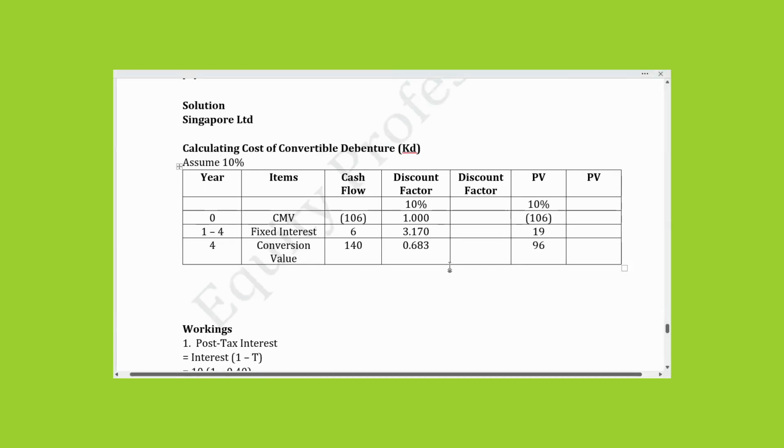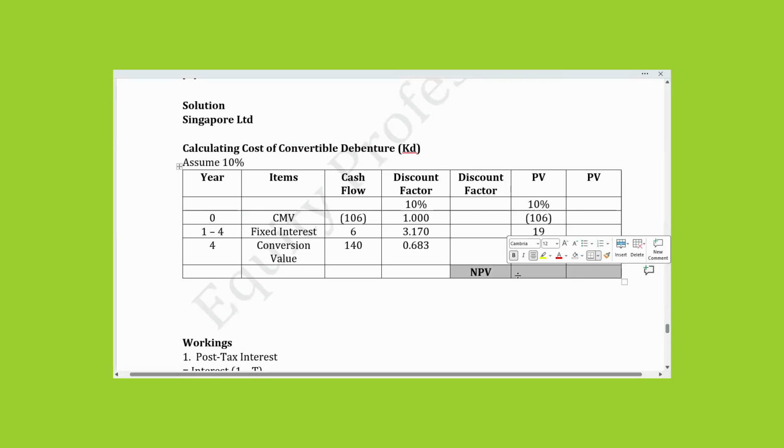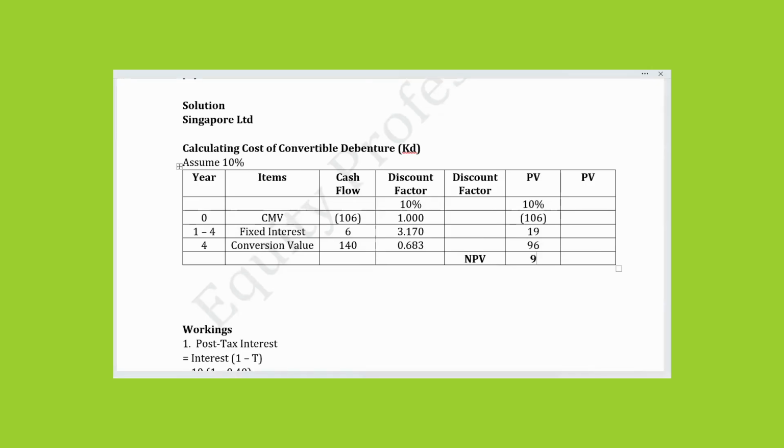So to get your NPV, NPV is the difference between the present value of cash inflow and present value of cash outflow. First of all, you add up the positive numbers, then you deduct the negative numbers. What do I mean by that? In our own case, 19 plus 19 plus 96, that will give us 115. 115 naira minus 106 naira, that will give a positive 9. Okay, our NPV is 9.